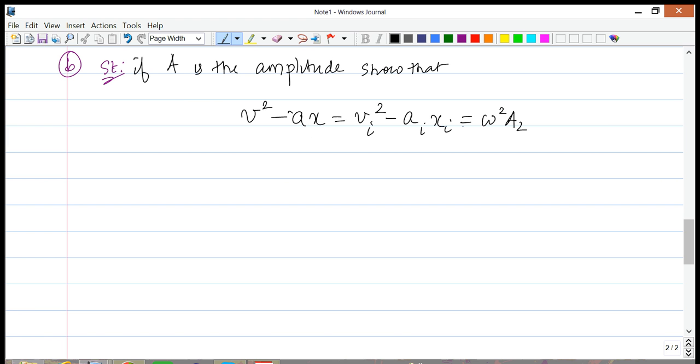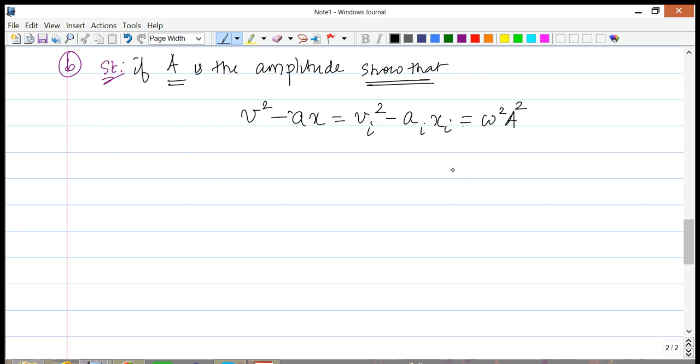Now part B of the question says that if A is the amplitude, then we need to show that v squared minus a x is equal to vi squared minus ai xi, which happens to be equal to omega squared times A squared. Omega squared times A squared.